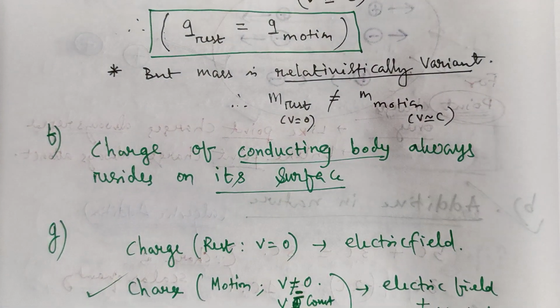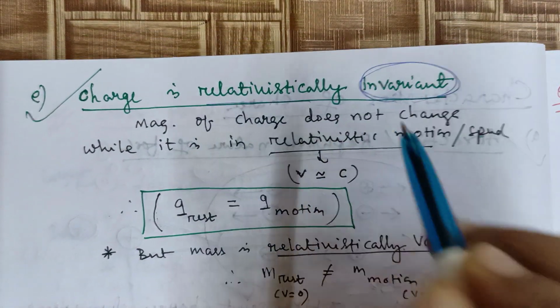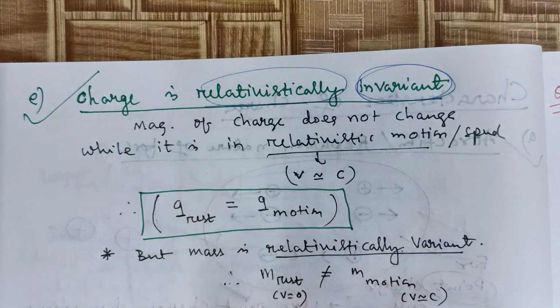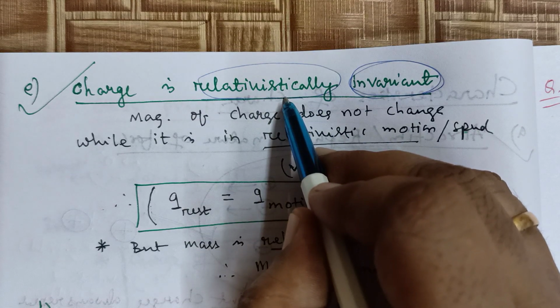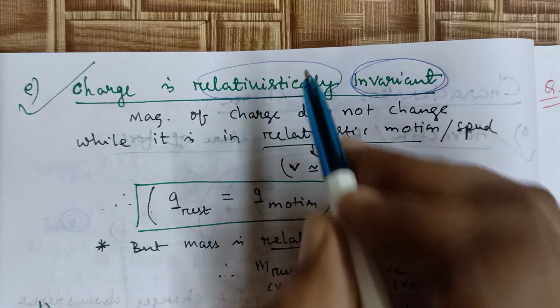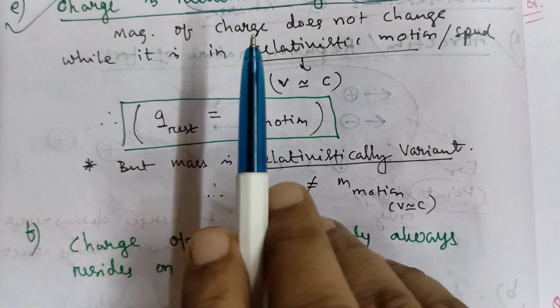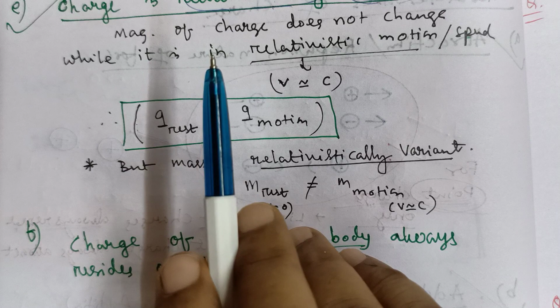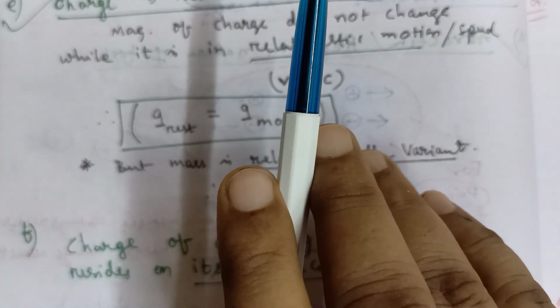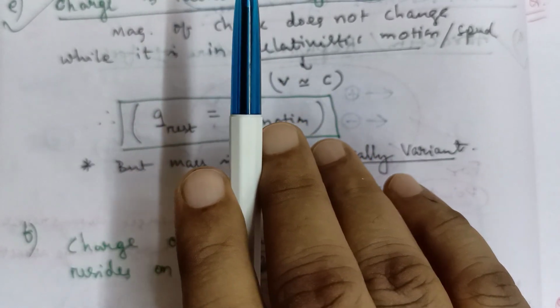Now we have to discuss another property. Charge is relativistically invariant. Invariant means does not change. Relativistically means when a body moves with a speed comparable to the speed of light, then in physics it is taken as relativistic speed. For example, here is a pen. I have a pen with you, and this pen has a mass of 20 gram. After taking your class, if you go to my home with this pen, the mass of the pen does not change.